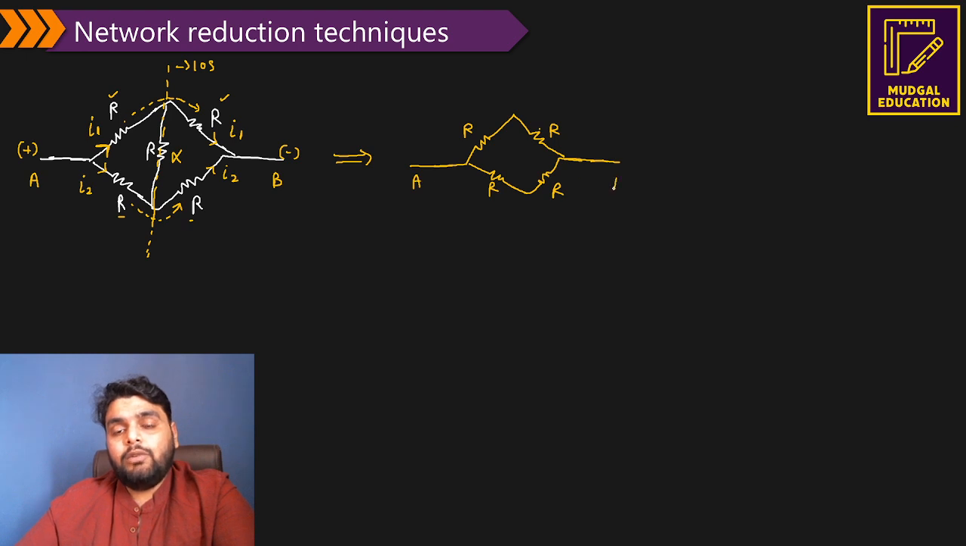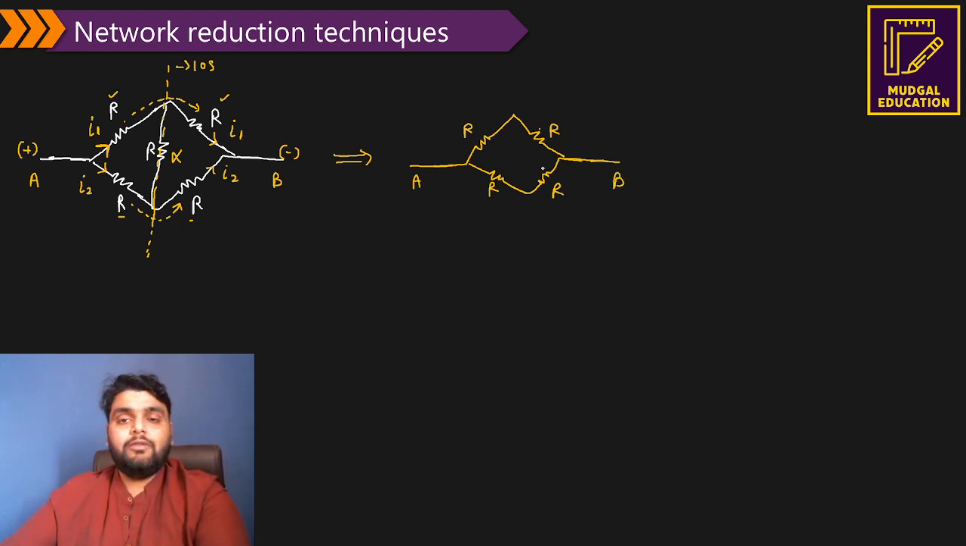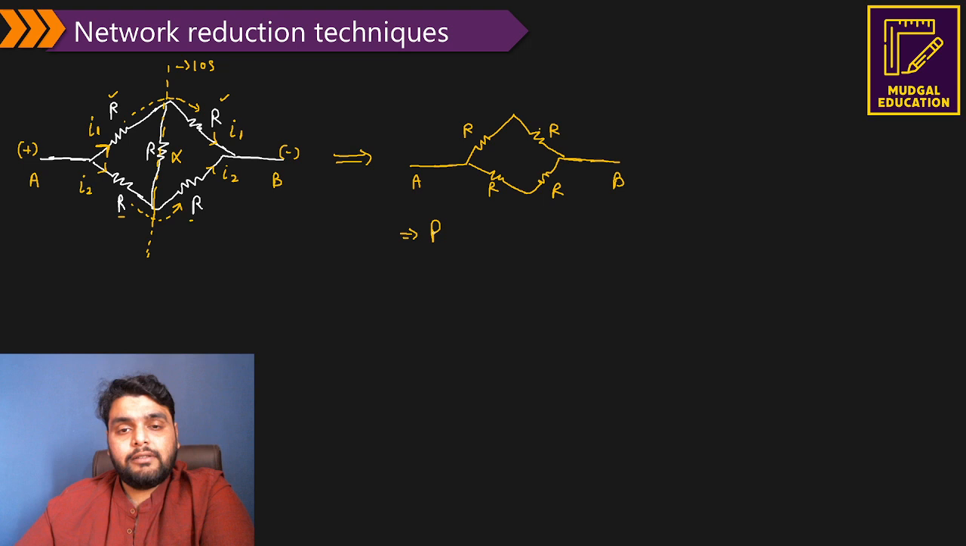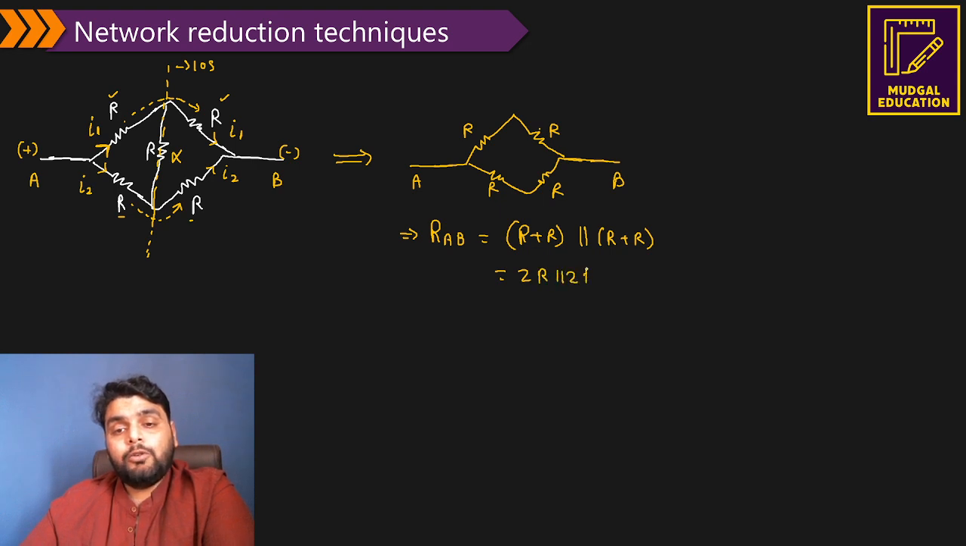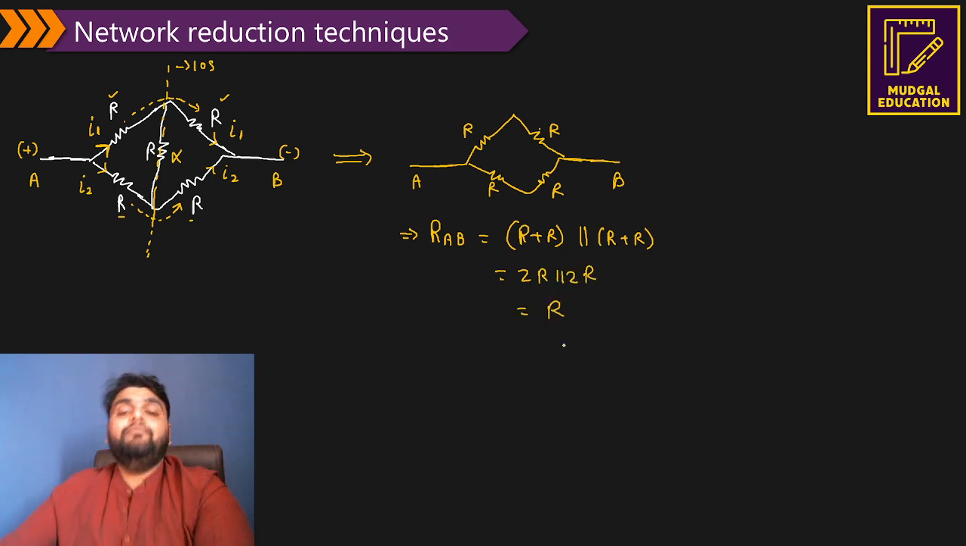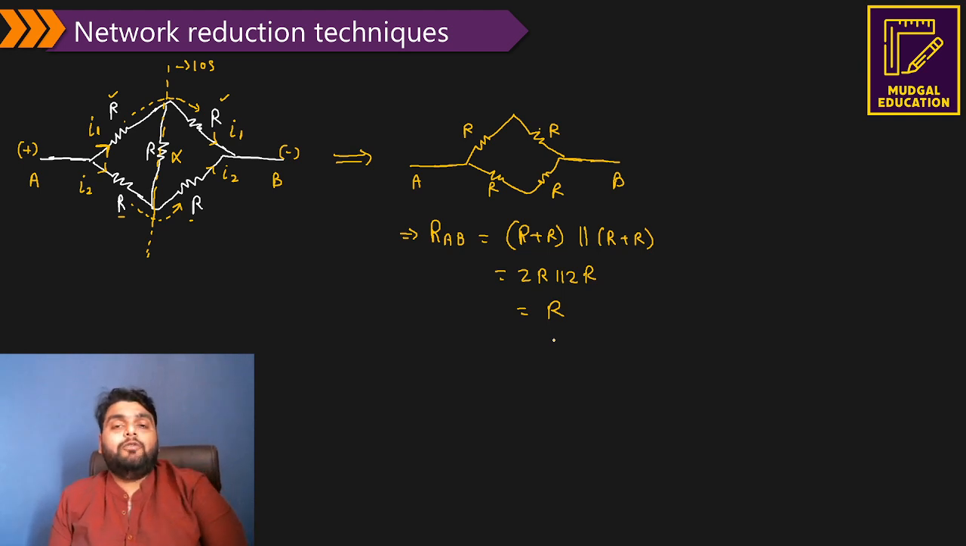Now can you calculate the total resistance here? Let's see. RAB: R and R are in series in both the branches, and the branches are parallel to each other. Watch my previous class to understand the series and parallel concept. So 2R parallel to 2R comes out to be R. So simple, RAB comes out to be R. So this is actually a mirror symmetry we have.